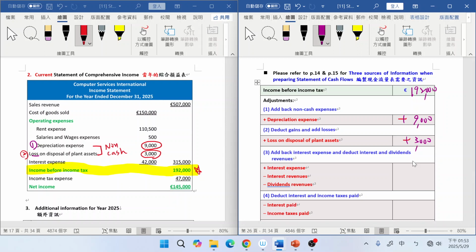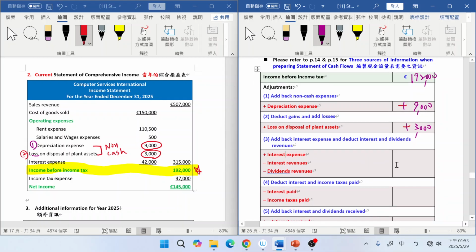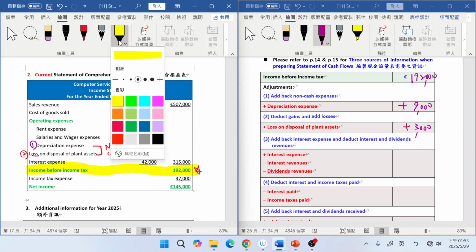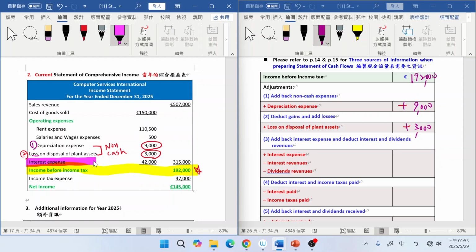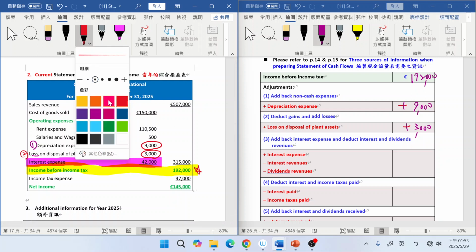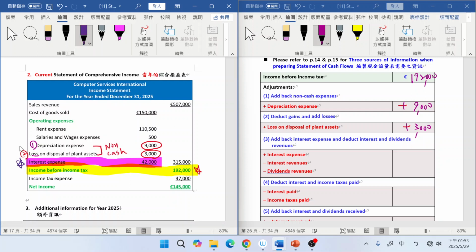So what's the second step? Any interest and dividend items, we exclude them. Did you find any interest or dividend item we have? Here, interest expense, $42,000. Did you find any others about interest or dividends? No, so it's only one. We have only this one about interest and dividends.